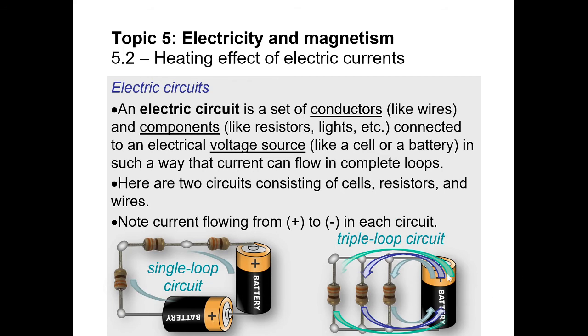Now, in the case on the right, electrons have 3 different paths to choose from. Based on how this is set up, you might think the electrons would probably want to go through the first loop because it's the shortest distance from the battery. That's not exactly the case.